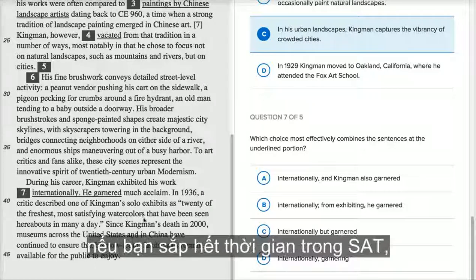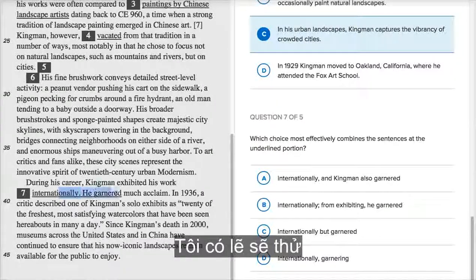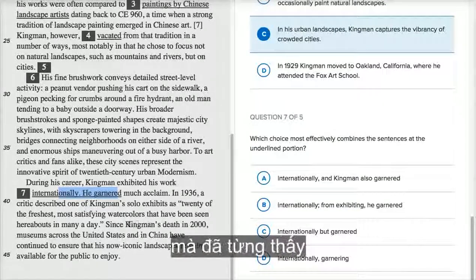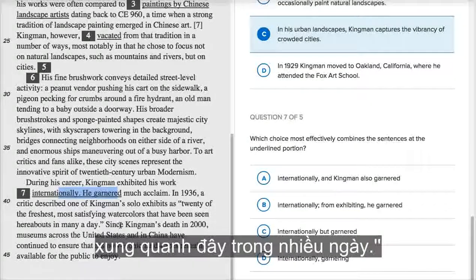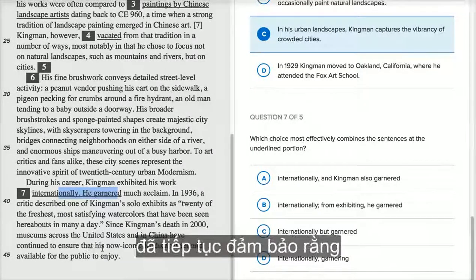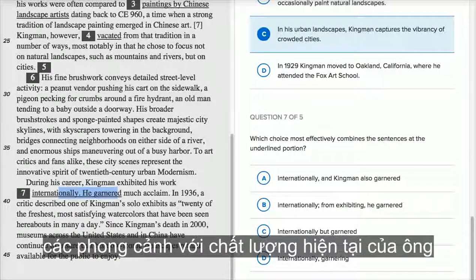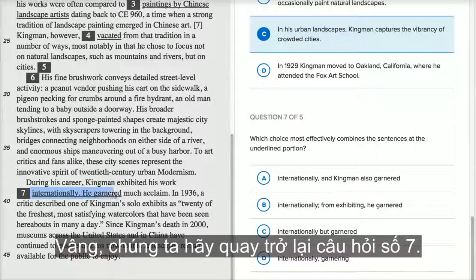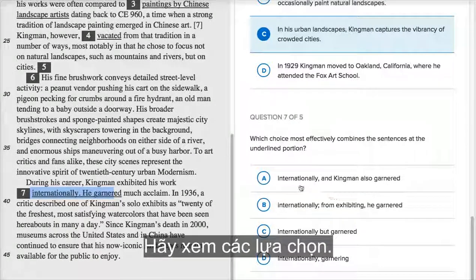If you're running out of time on the SAT, I would probably just try to answer this question and move on. But 20 of the freshest, most satisfying watercolors that have ever been seen, hereabouts in many a day. Since Kingman's death in 2000, museums across the United States and in China have continued to ensure that his now iconic landscapes remain available for the public to enjoy. But let's go back to question 7. So let's see the choices.